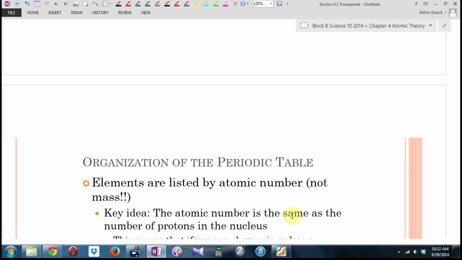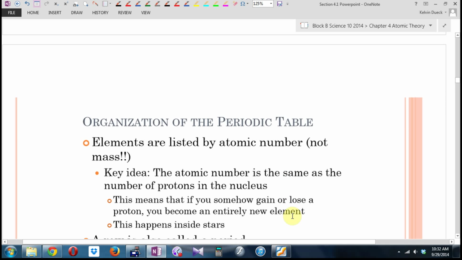Why is that so important? Because when we look at radioactivity, that's going to change. This means that if you somehow gain or lose a proton, you become an entirely new element. I think there's a spot to fill that in, right? This happens inside stars, and we can recreate some of those conditions in particle smashers and particle colliders.